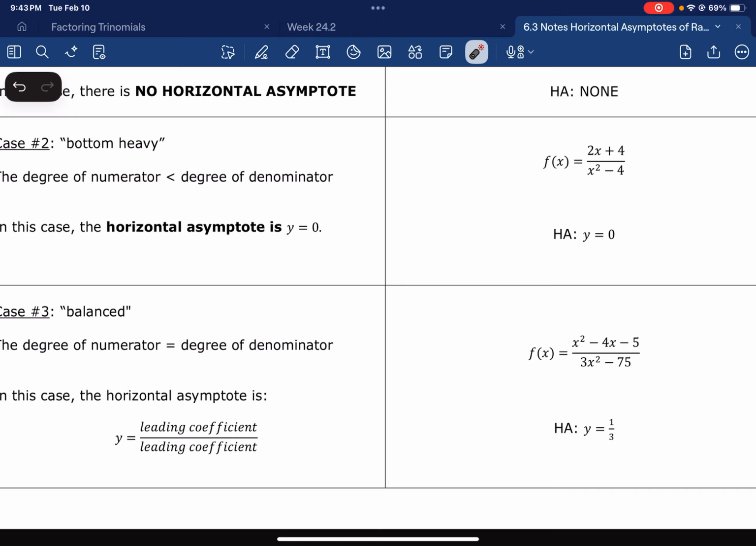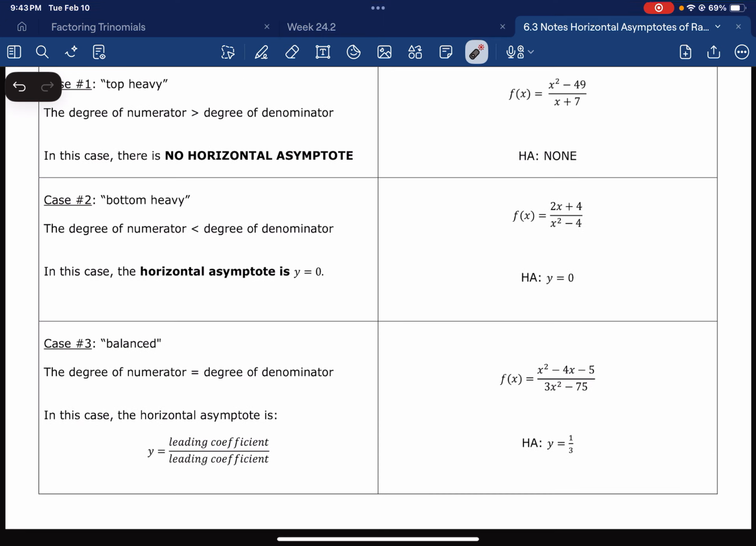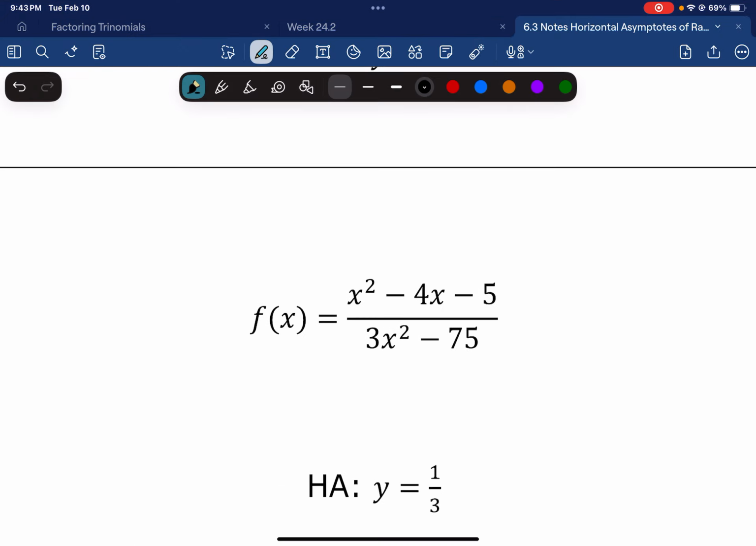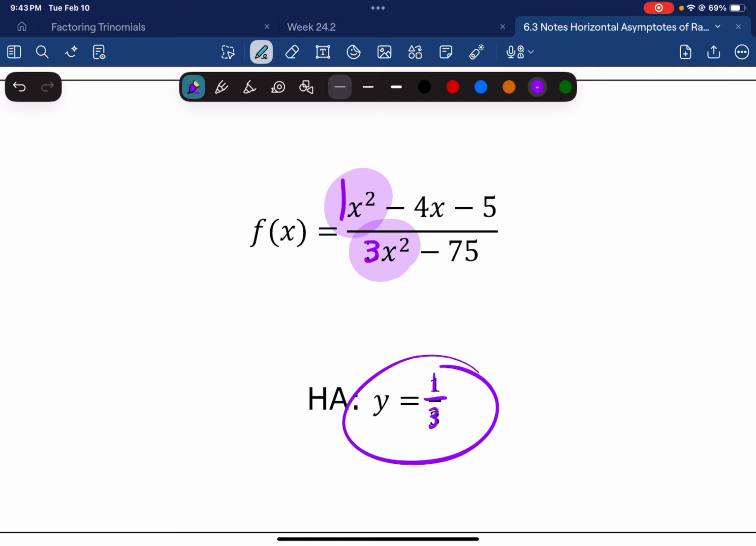That's when the degree of my numerator and denominator are the same. So this is to the second power and this is to the second power. So when that happens, what we're going to do is write our equation using the ratio of the leading coefficients, the numbers that are in front of your variables with the highest degree. So let's look at this one right here. So I can see that I have an x squared term in my numerator and a 3x squared in my denominator. So their exponents are the same. Now the leading coefficient of the numerator is a 1, and in the denominator, it's a 3. So what is that ratio? It's 1 over 3. So the horizontal asymptote is the equation y equals 1/3.